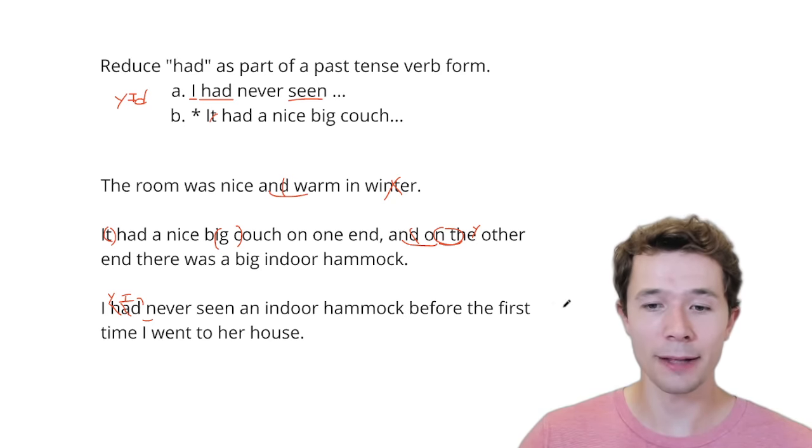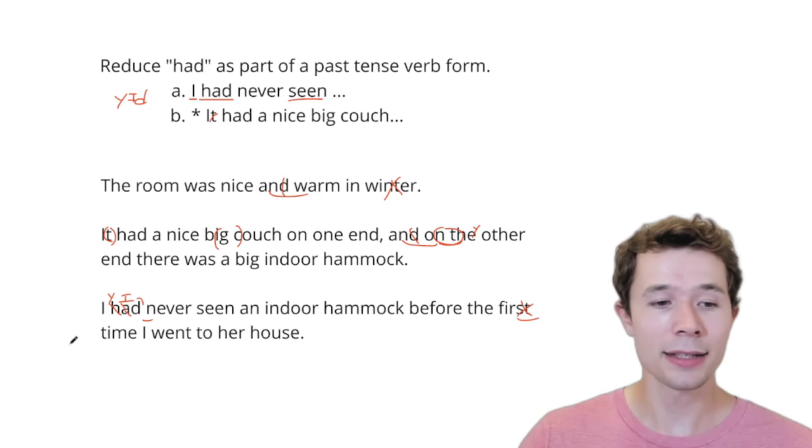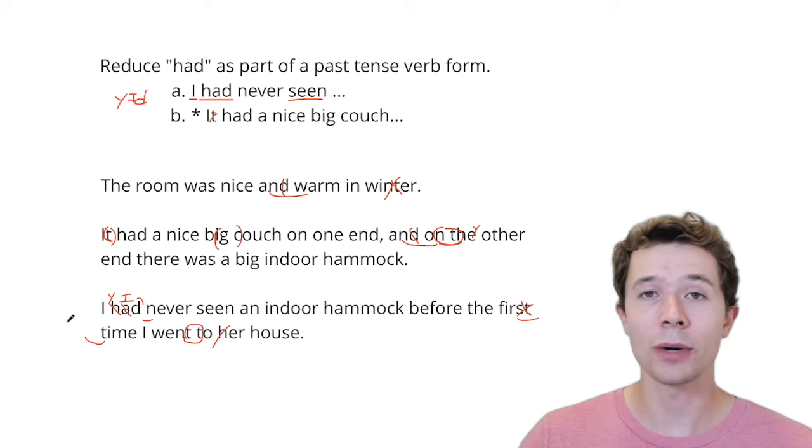Before the first time. We delete this T and we go straight from the S into this T. Before the first time I went to her house. These two T's connect together. Went to her house. And we remove the H from the pronoun her. Went to her house. I had never seen an indoor hammock before the first time I went to her house.